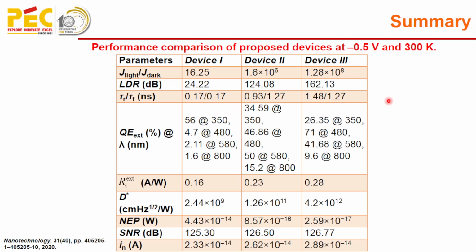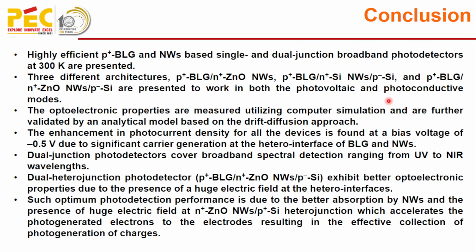In conclusion, I have proposed a highly efficient bilayer graphene, PDOF, and nanowire based silicon dual junction broadband photodetector at 300 Kelvin. Three different architectures were proposed here, based on the single heterojunction nanowire, one heterojunction and one homojunction, and dual heterojunction photodetector. All the optoelectronic properties were measured using computer simulation, which were further validated by the analytical model based on the depletion diffusion approach.